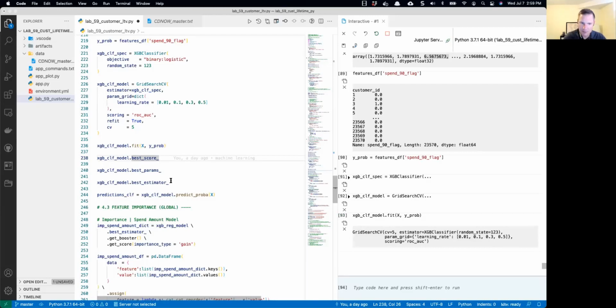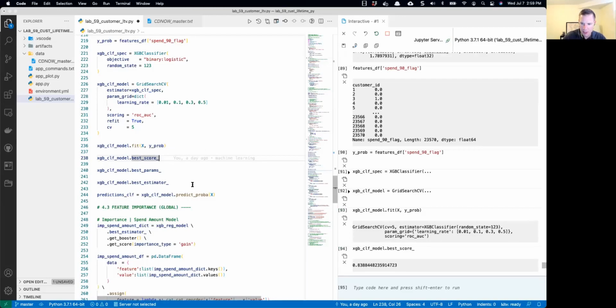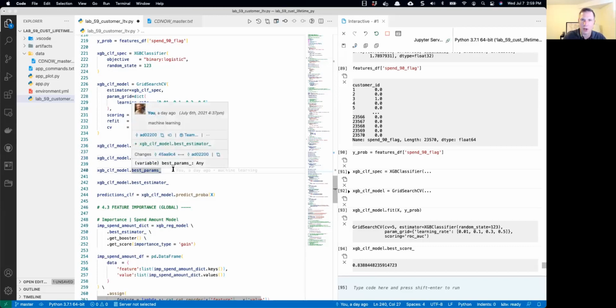All right, looks like it's finished up. We can check out the best score, which was 0.84. Which is actually good. So a 1.0 is a perfect model. 0.5 for AUC is just the equivalent of random guessing. So we're much farther away from random guessing. It's by no means a perfect model, but it's very rare in marketing that you're going to be able to get a perfect model. But the good news is this model does a lot better than just random guessing.